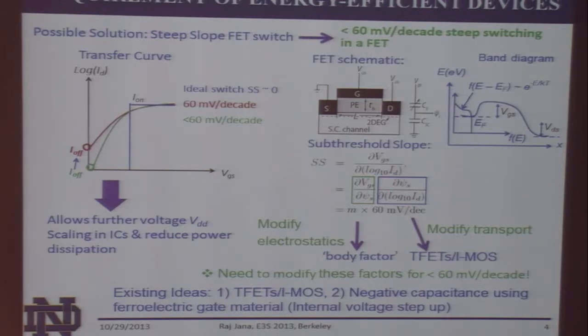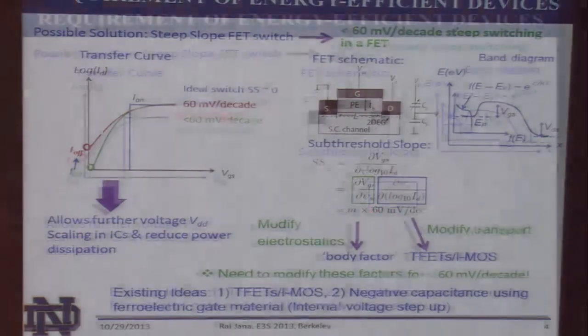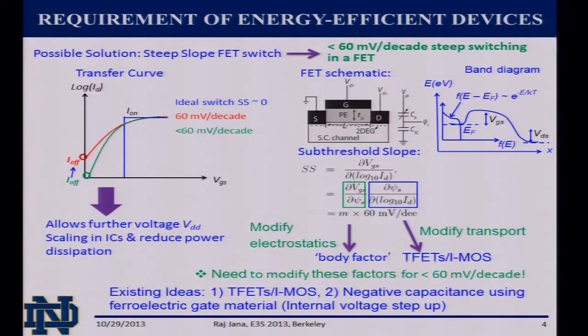That is actually divided into two factors. One we call the body factor, and the other we call the transport factor. The body factor is how the gate is coupled to the channel, the differential change of gate voltage with the internal surface potential. In order to get below 60 millivolt per decade, note that the transport factor is actually the Boltzmann factor, which comes from the Fermi-Dirac carrier distribution tail. So we need to modify either the transport factor or the electrostatic factor. For the transport factor, a pretty good idea is tunnel FETs or IMOS. For the body factor, we are looking at the negative capacitance approach, or internal voltage amplification approach. The goal is how a steep sub-threshold slope can reduce power dissipation.